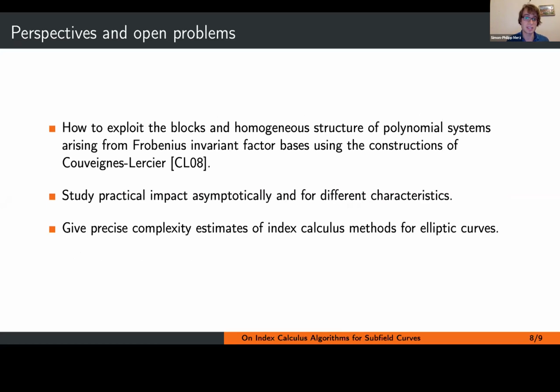Overall, further work is needed in evaluating how the structure that is introduced by picking these specific factor bases can then be exploited again in faster solutions of the polynomial systems. Also, our experiments were rather restrictive on characteristics, and we couldn't solve very large instances, so further work is needed there as well.